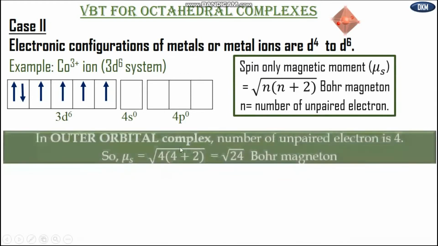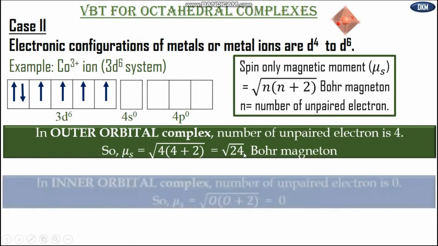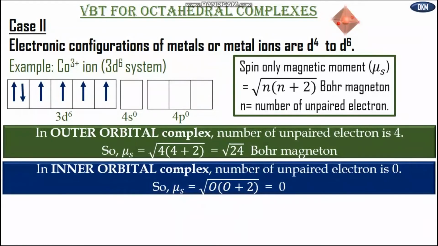Outer orbital complexes of Co3+ ion have 4 unpaired electrons. So, the spin only magnetic moment of this type of compound is root of 4 into 4 plus 2, that is root of 24 Bohr magneton. And inner orbital complexes of Co3+ ion have no unpaired electrons. So the spin only magnetic moment is 0.